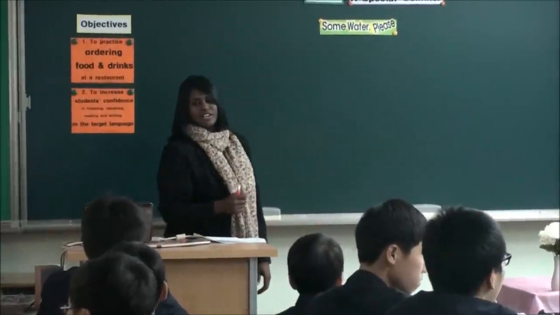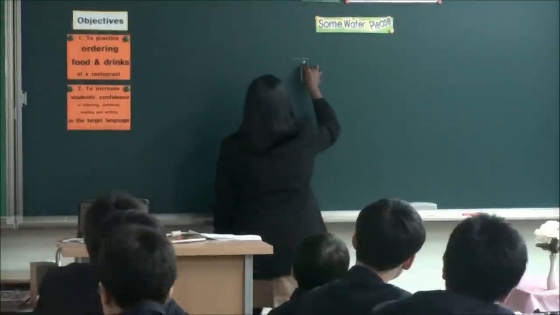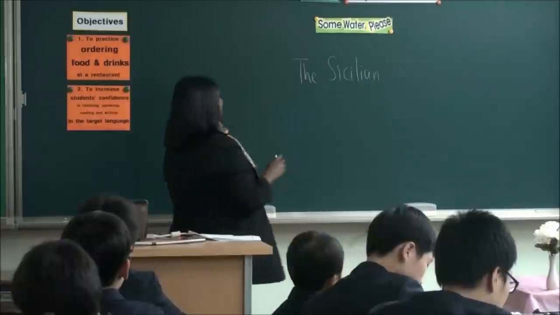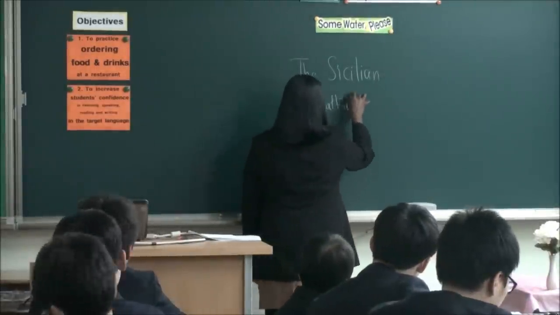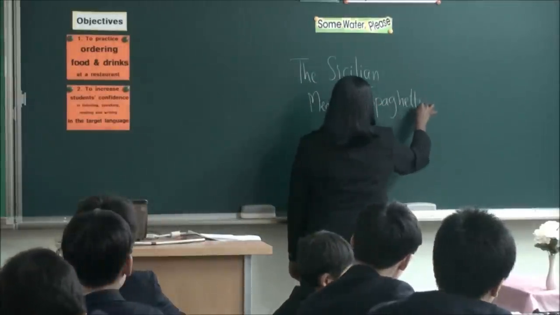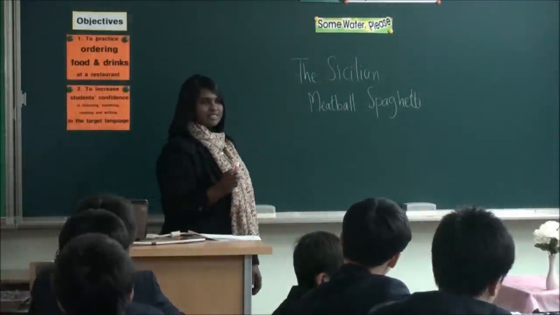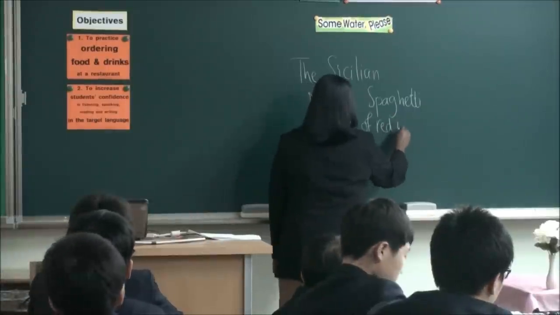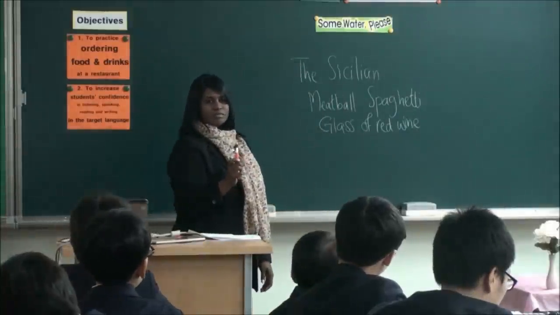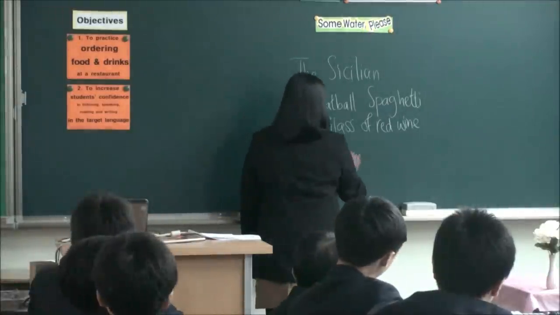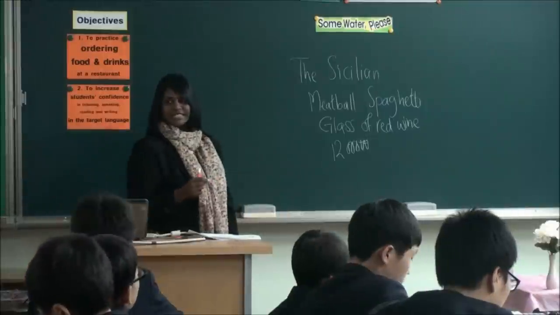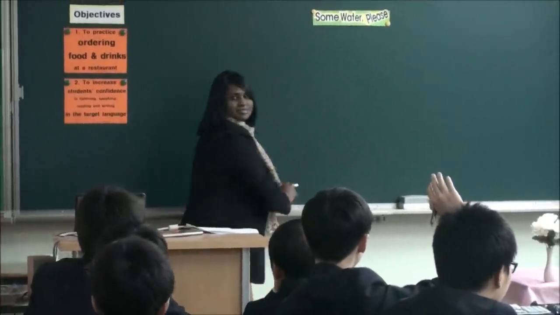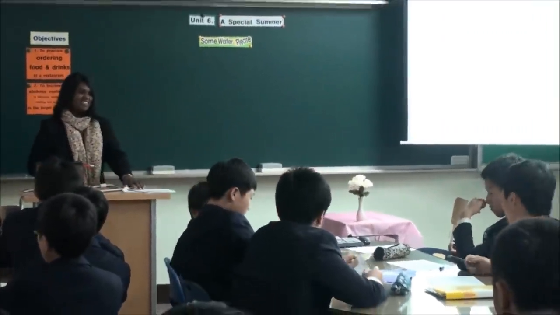Okay, what was the name of this restaurant? Rich was very good. Meatball spaghetti. And what did he order to drink? Red wine. A glass of wine. Yes. Good. Glass of red wine. How much was it? 12,000. 12,000? 12,000. Okay, very good. Next. Group C. Sorry, we say B for last.